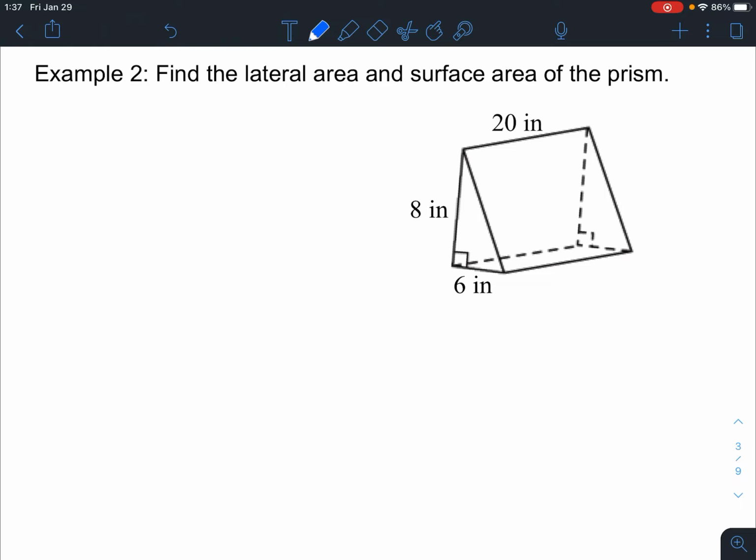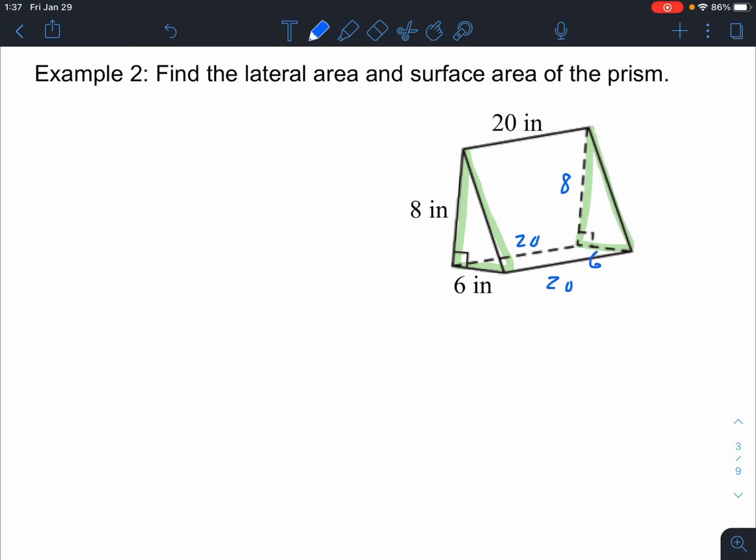Okay, anytime you're asked to find the lateral area of a prism, you want to find all of the rectangles' area added together. So these two triangles are obviously not rectangles, so they're not part of the lateral area. For the lateral area, we have 3 rectangles to find. Keep in mind this is 20 and this is 20, and this is 8 and this is 6 over here.